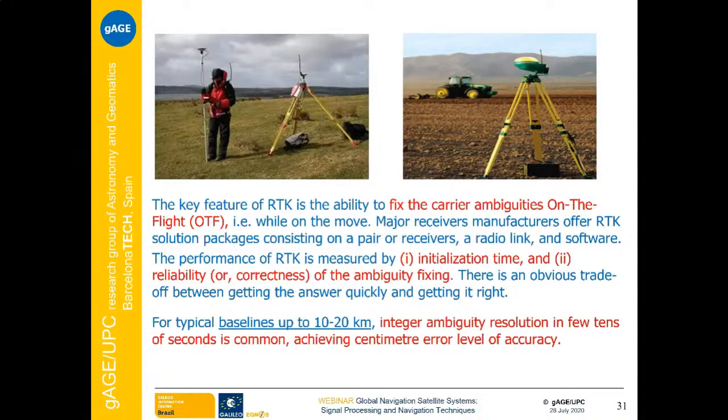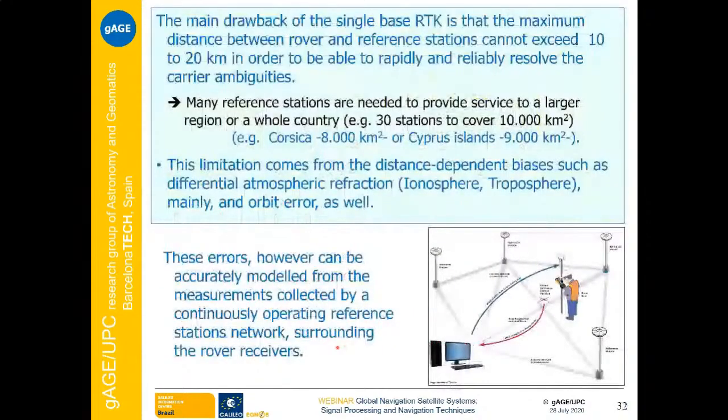Typically, for baselines between 10 to 20 kilometers, we can fix the ambiguity and achieve this highest accuracy, centimeter level, in a few tens of seconds. It depends on the satellite geometry, but in 10, 20, 30 seconds, we can achieve this high accuracy.